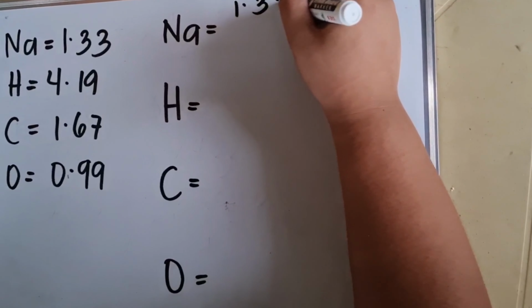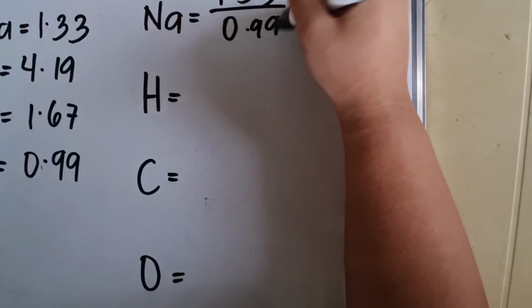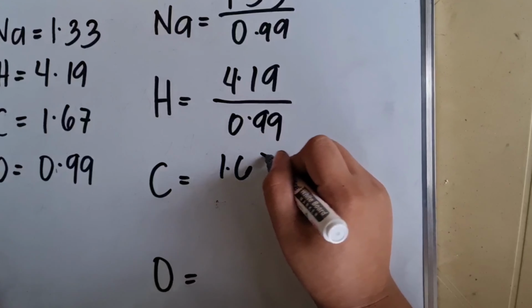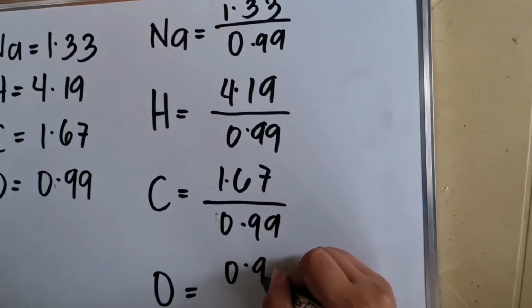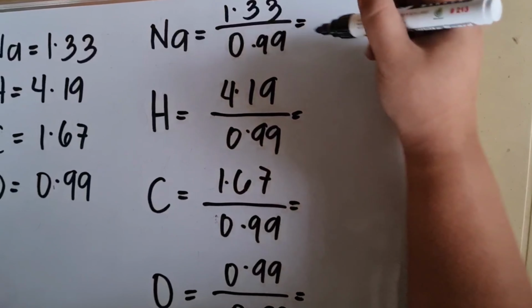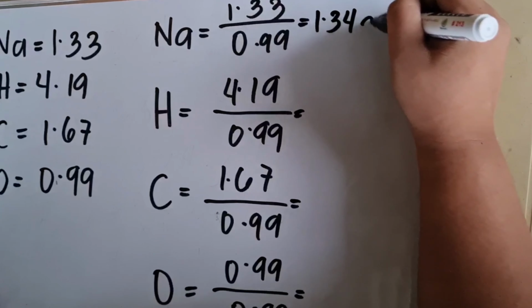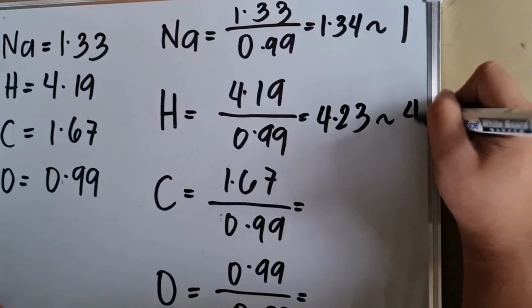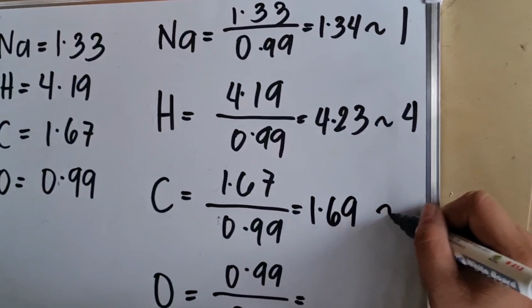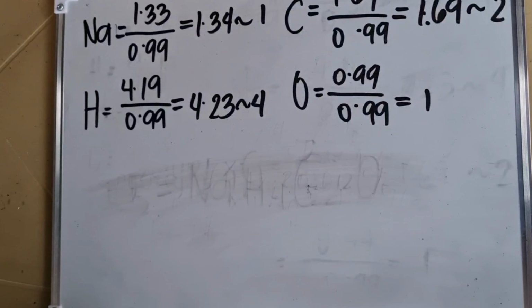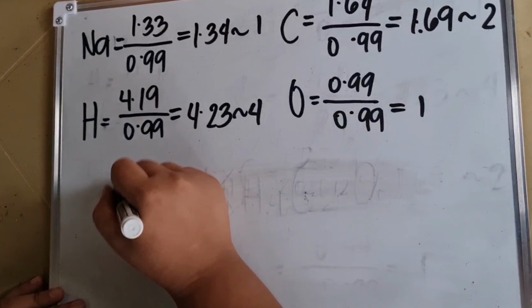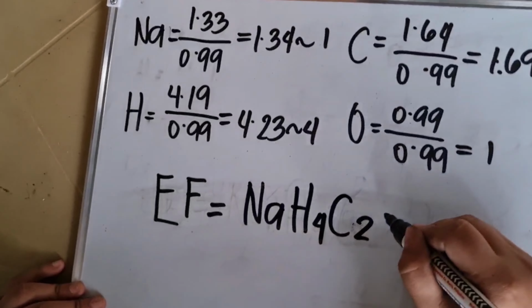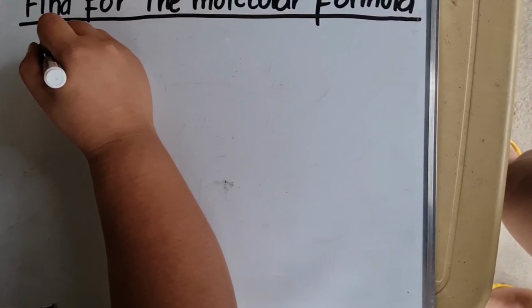Next step is to divide the elements by the smallest value, so sodium is 1.33 over 0.99. Hydrogen would be 4.19 over 0.99. Carbon will be 1.67 over 0.99. And oxygen will be 0.99 over 0.99. Calculating each one of them, sodium gives 1.34, approximately equal to 1. Hydrogen gives 4.23, approximately equal to 4. Carbon gives 1.59, approximately equal to 2, and oxygen will automatically be equal to 1. Now that we have the subscripts for the elements, we have its empirical formula, which is NaH4C2O.